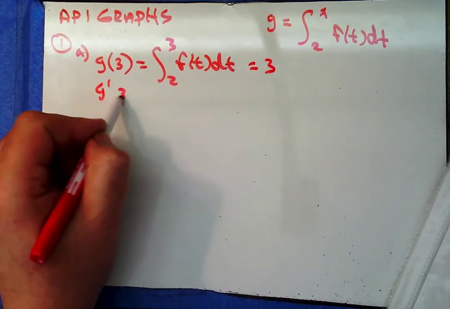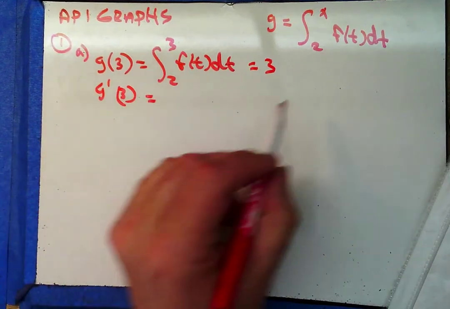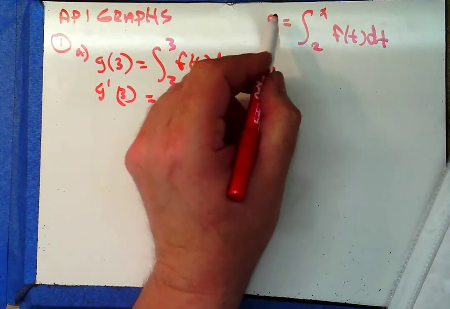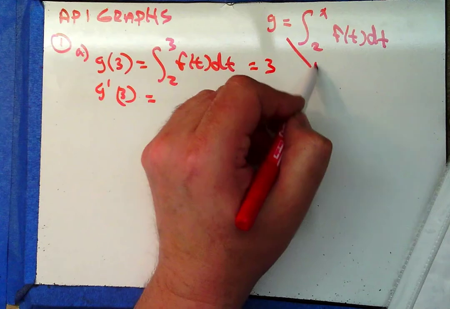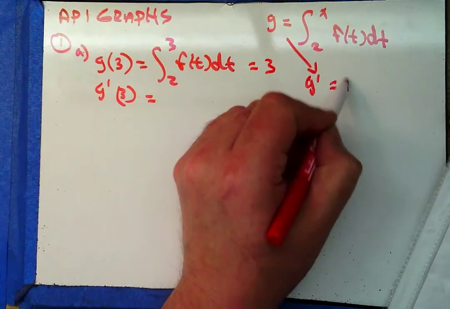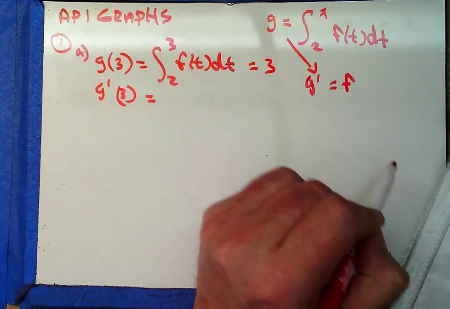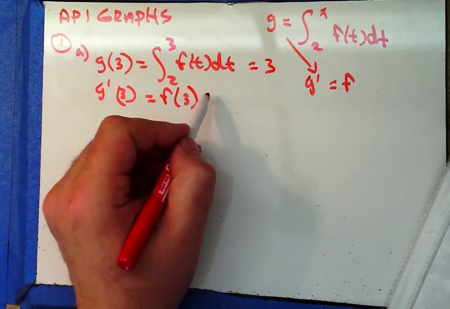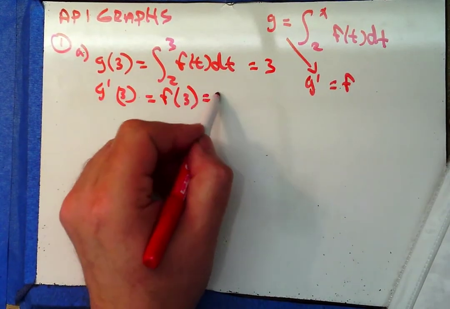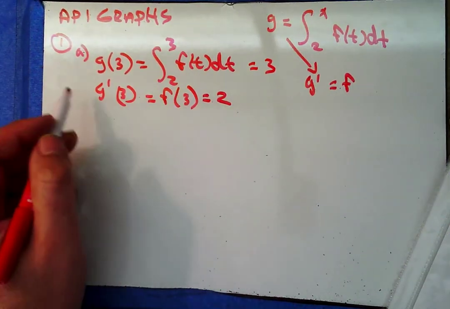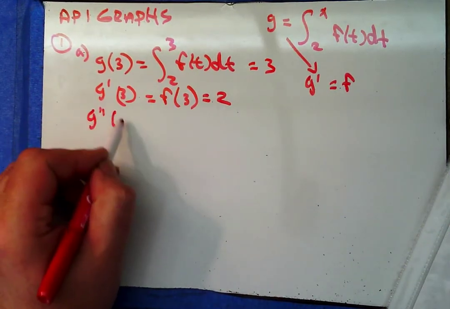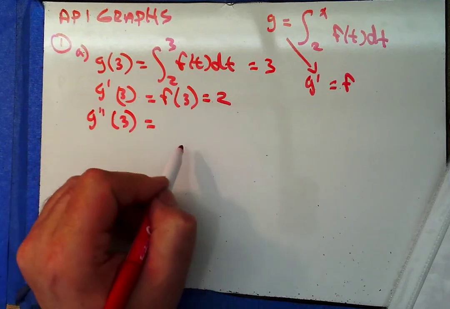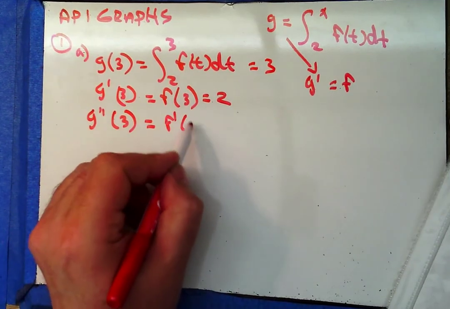g prime of 3, well, if g is the integral of f and I take the derivative of both sides, I know that g prime equals f with FTC part 1. So g prime of 3 is f of 3, and according to this picture, f of 3 is equal to 2.